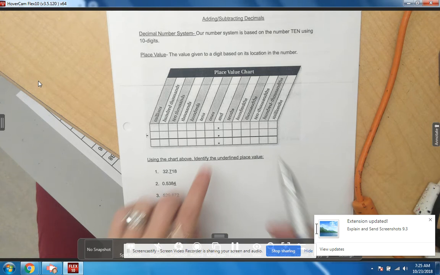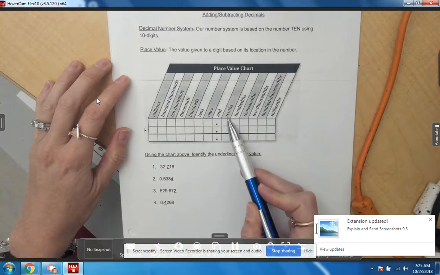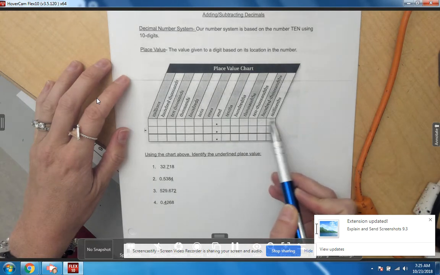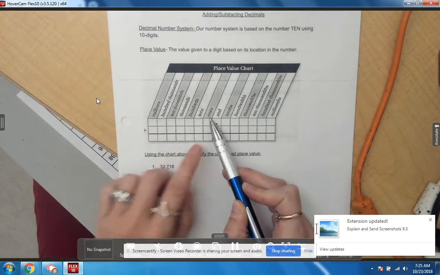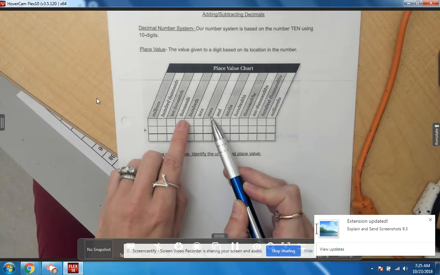0. The decimal point would be the word "and." Everything to the right starts with tenths and then hundredths, thousandths, ten-thousandths, and so forth. To the left of the decimal is where we have our whole numbers, so ones, tens, hundreds, thousands, and so forth.